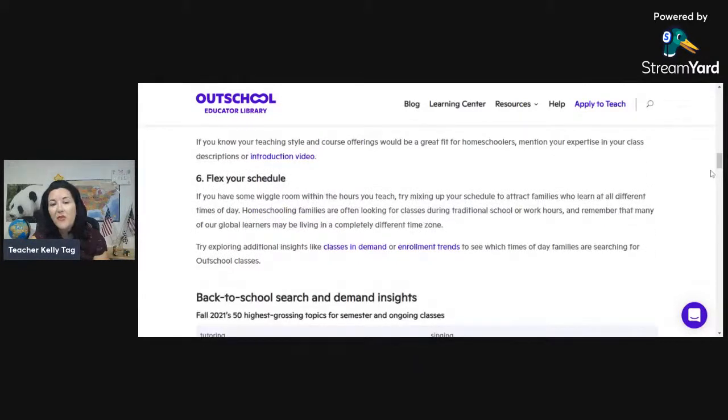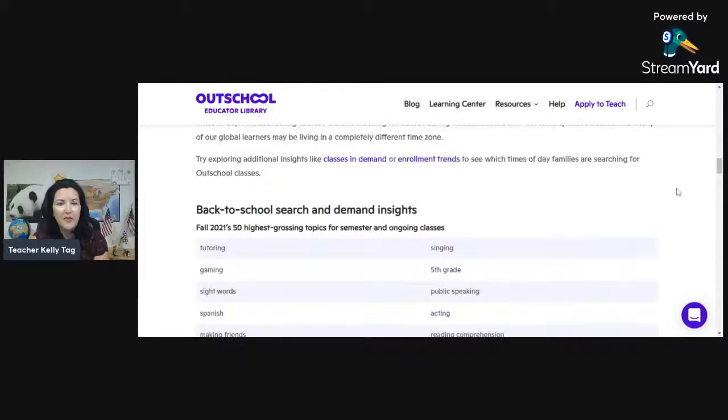Flex your schedule if you have wiggle room. So have one class at 10 a.m. on a Tuesday and another class at 4 p.m. on a Wednesday, one class at 12 noon on a Saturday, if your schedule allows, of course. Personally, I've found that if you make your schedule just to accommodate the learners and don't take your own personal schedule into account, you'll be miserable. But some people have kids who've grown and are out of the house or for other reasons have a super flexible open schedule, and then you can just schedule classes at all times.